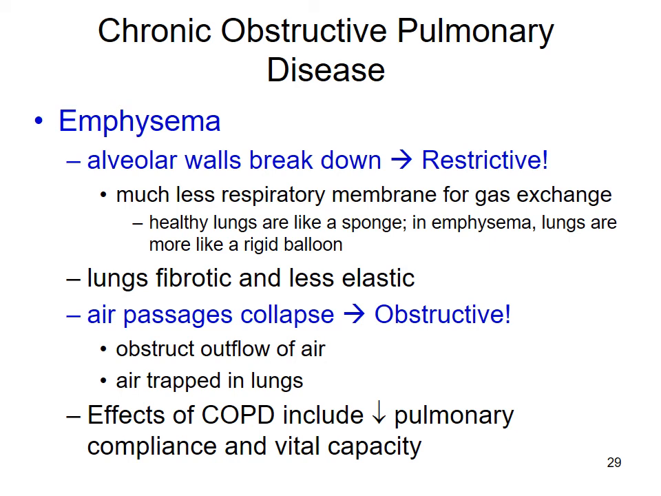Now, the fact that the walls break down makes it a restrictive disorder, because that will eventually lead to the lungs becoming more stiff, more fibrotic, meaning it will have more scar tissue, and they won't be as compliant or elastic. It will cause your air passages to collapse. So when it comes to that particular syndrome, it will be considered a COPD because the collapse of the air passage is an obstructive disorder.